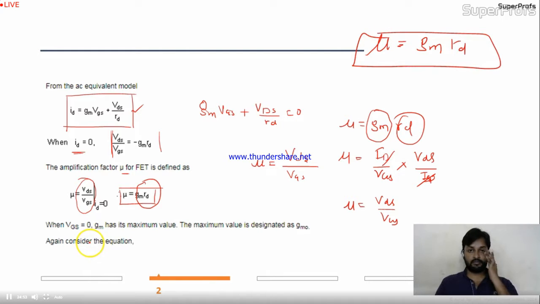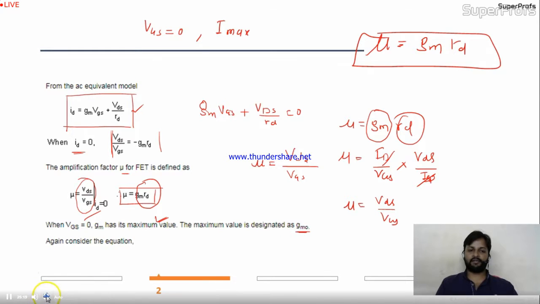Now when VGS equal to 0, GM has its maximum value. Conductance has its maximum value because at VGS equal to 0 only we have seen Imax. Imax will be possible when conductance will be maximum. So the maximum value is designated as GMO.